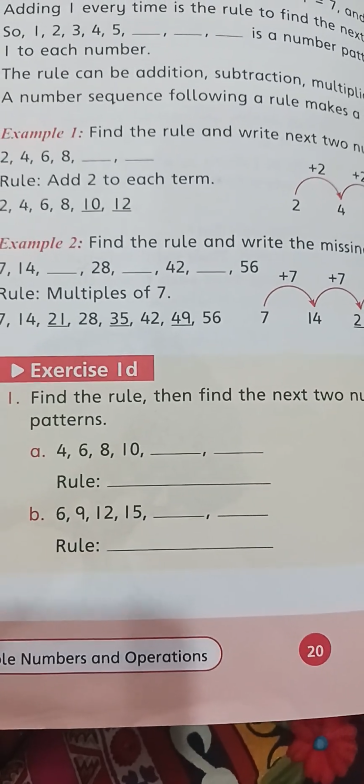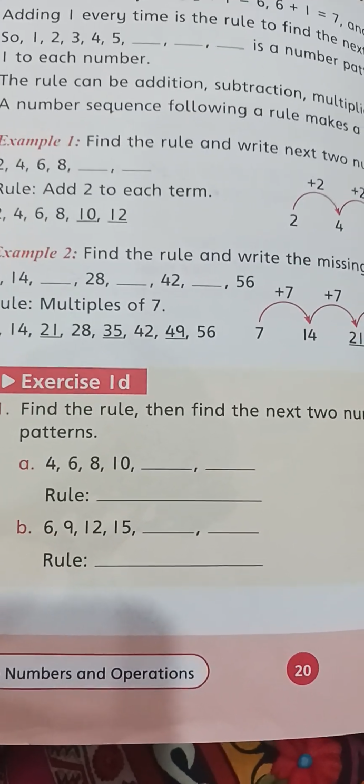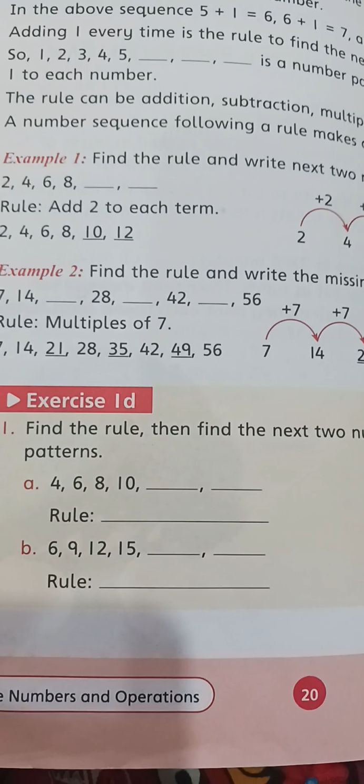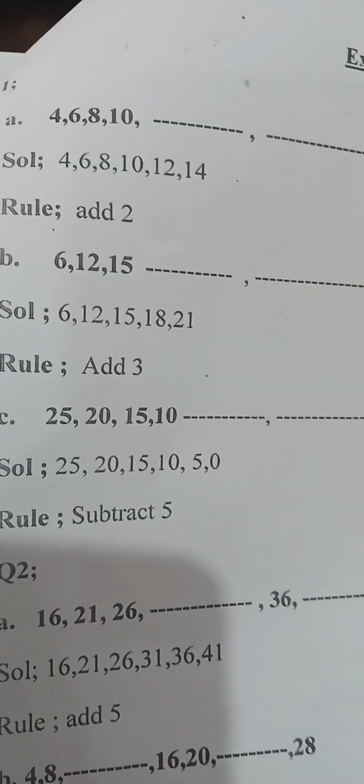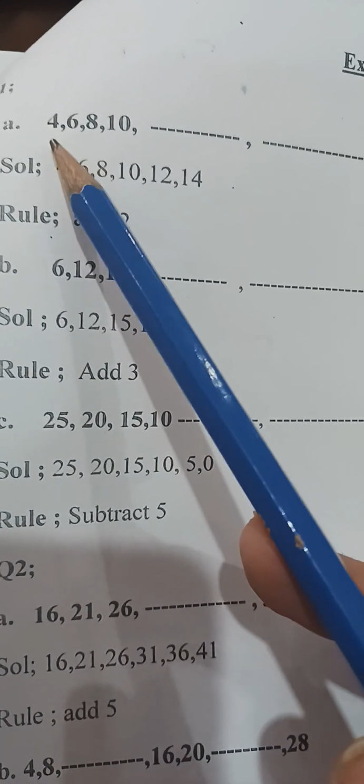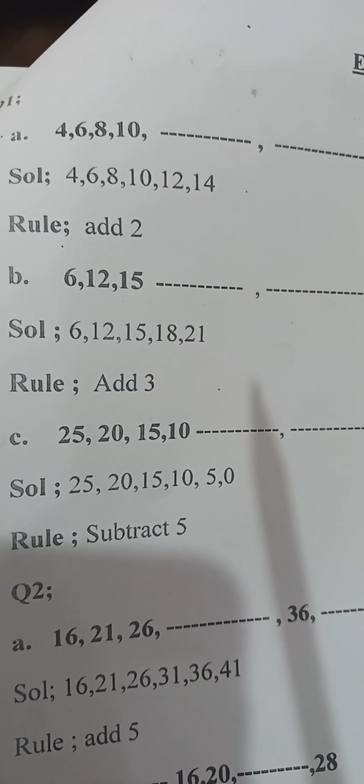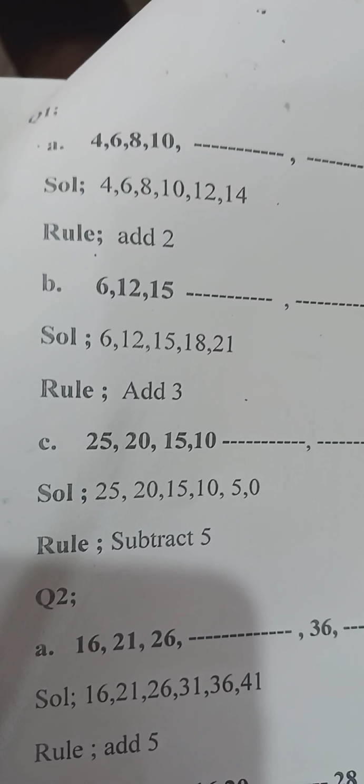Today we will learn how to solve exercise 1D at page 20. So the question is, find the rule and find the next two terms in the given pattern. Okay, here it is written 4, 6, 8 and 10. So you can see that there is a gap of 2. It means 2 is added in it.